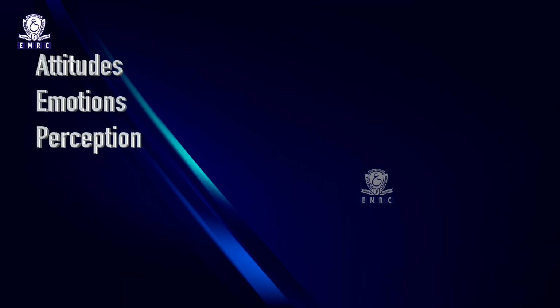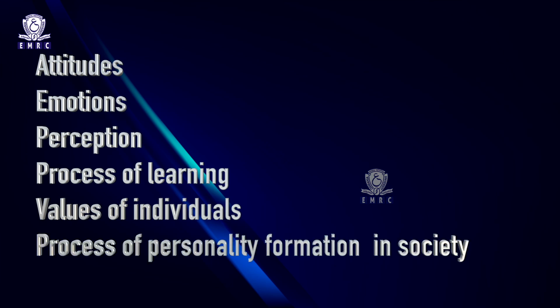Now, we will discuss the relationship of sociology and psychology. Sociology is a science of social phenomena and social relationship. It is a science of social group and social institution. It is a science of collective behavior. It studies human behavior in groups, but psychology is a science of mind or mental processes. It is a science of human behavior. It analyzes attitudes, emotions, perception, process of learning, values of individual and process of personality formation in society.